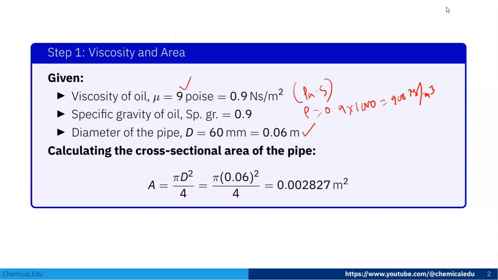Calculating the cross sectional area of the pipe, that is A. Here the diameter is given, so we can easily calculate the cross sectional area of the pipe. So A is equal to pi d square by 4. So pi times 0.06 whole square by 4, that is 0.002827 meter square.